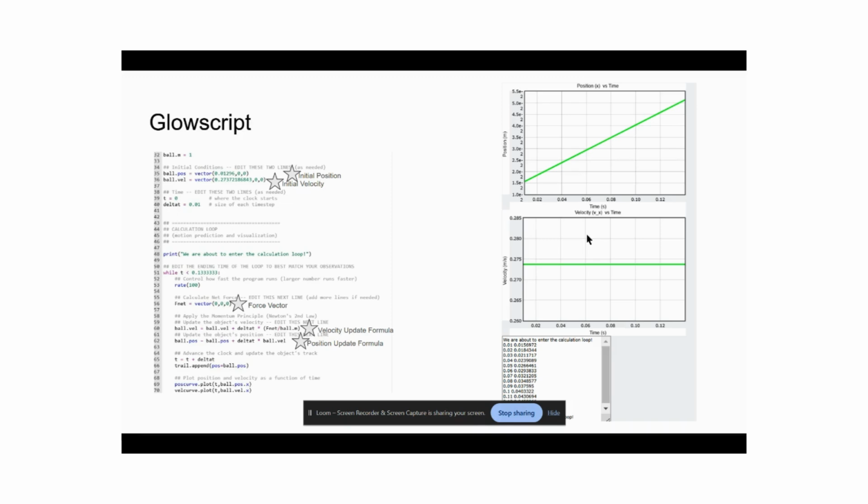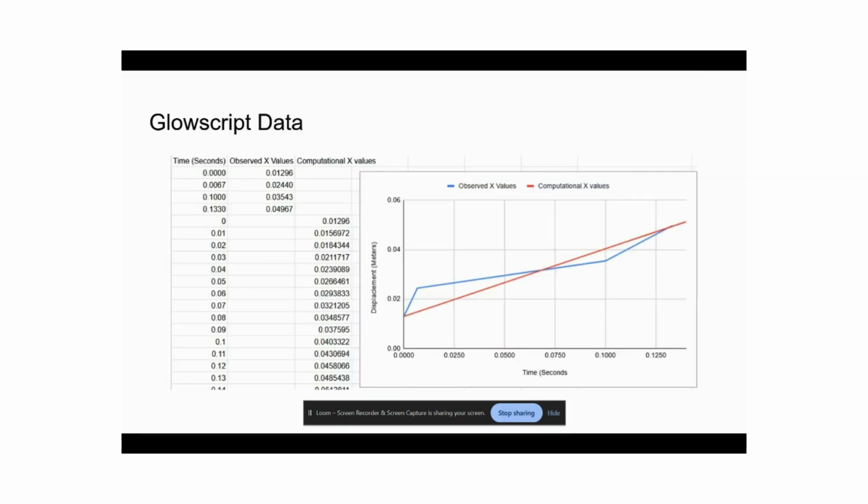In this slide, we compare the GlowScript data to the Tracker data and see that over such a short time interval, the data seems to align quite well. The Tracker data highlighted in blue on the graph seems to not be linear like we expected it to when there are no forces. We know that in reality, these net forces like friction are there, which will account for some of these errors.